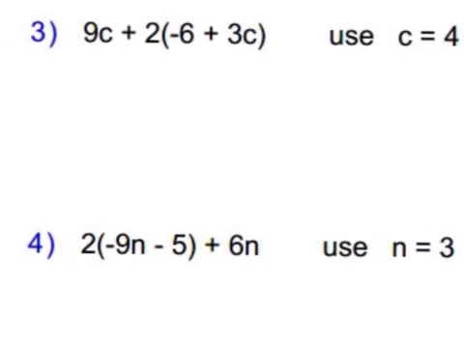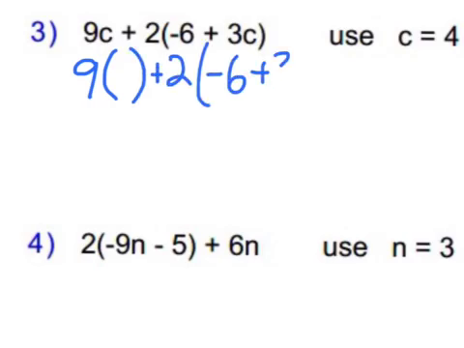All right, let's take a look at number 3. It says 9c plus 2, open parentheses, negative 6, plus 3c. Como siempre, we're going to rewrite the equation. And instead of the variable, we're going to do open parentheses. Okay. So now what I know is that the c, we've got 2 c's here, one right here and one right here. I'm going to replace it with 4. And I know that because I'm looking right there.